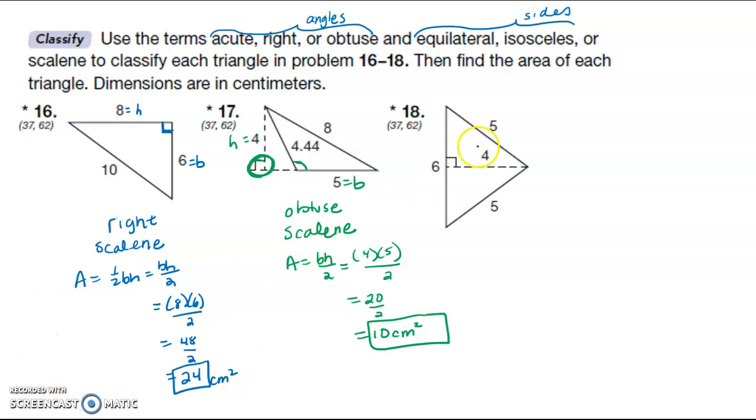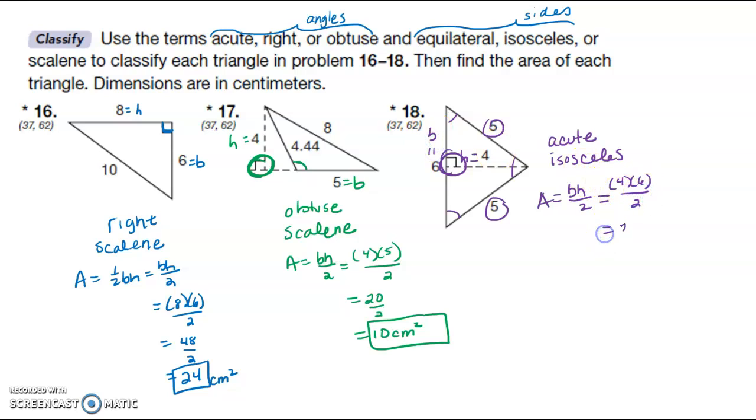And last triangle here. It looks like all of these are acute. And I have two sides that are the same, so that's isosceles. So area is going to be base times height over 2. We have to make sure that our height makes that 90-degree angle. So my height is 4 and my base is 6. 4 times 6 over 2, which is 24 over 2, which is 12 centimeters squared. Okay.